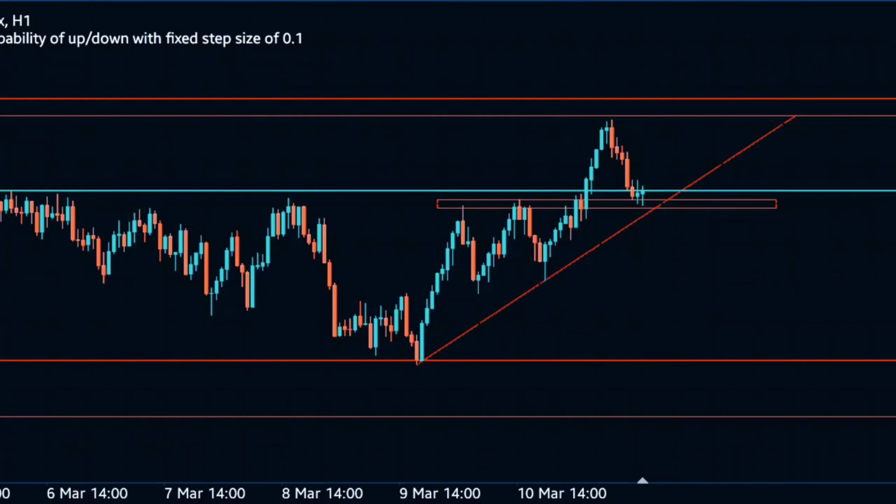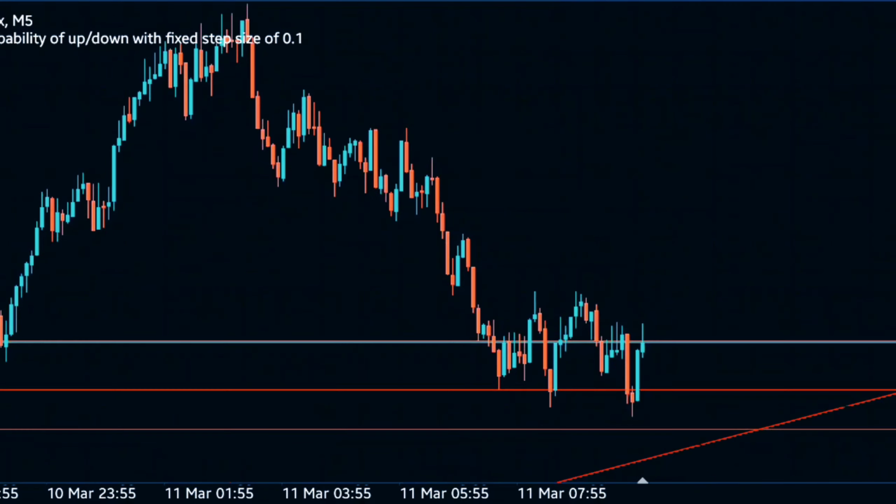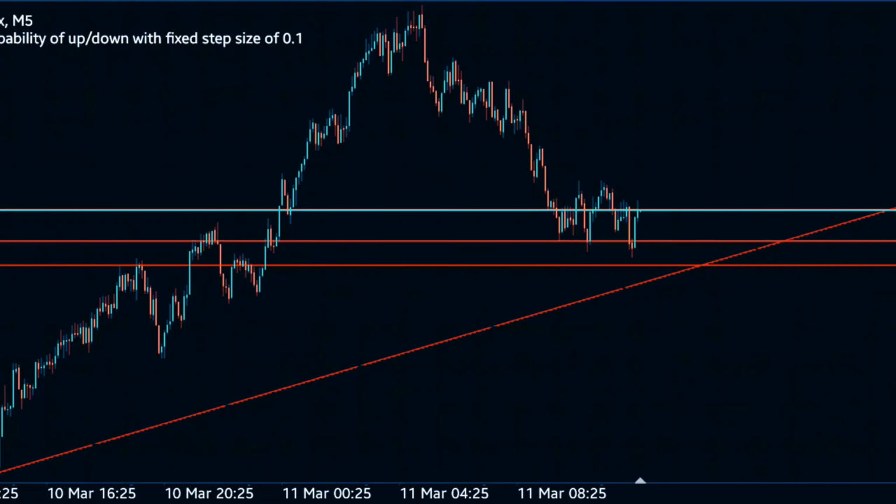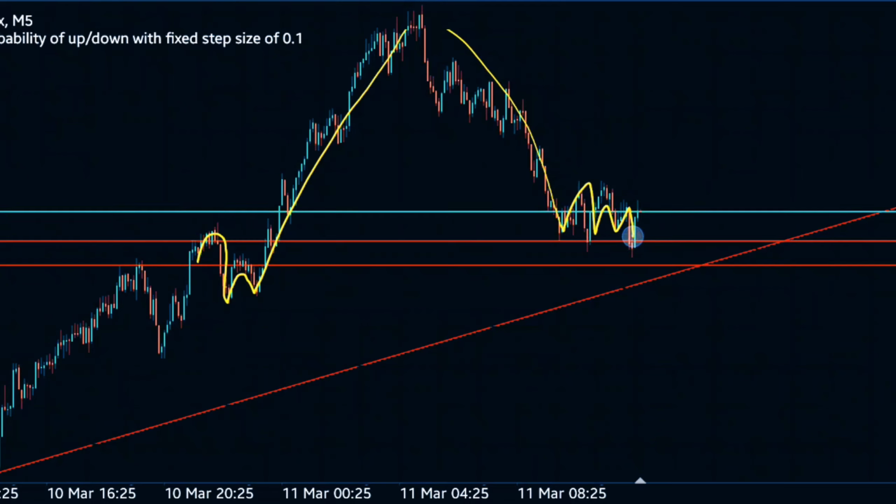Let me go down to the 5 minutes. So what is the 5 minutes doing? On the 5 minutes, we are currently resting pretty and testing this support level. This resistance turned support. You can see resistance pushed up, now support. As you can see, it's sitting pretty over there.